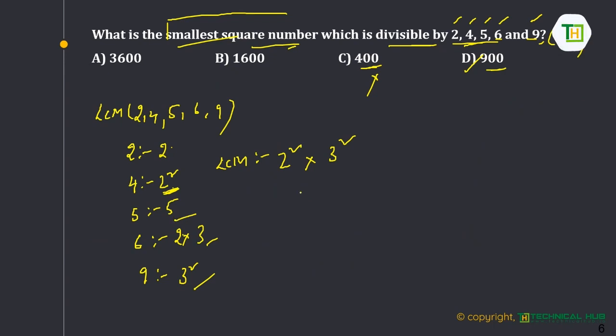And next we have 5. So then what is the LCM here? 4 into 9 into 5, so that is equal to how much? 180. So 180 is the least number which is exactly divisible by 2, 4, 5, 6, 9.